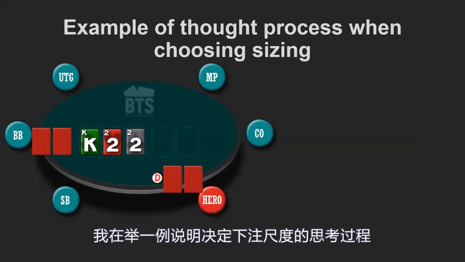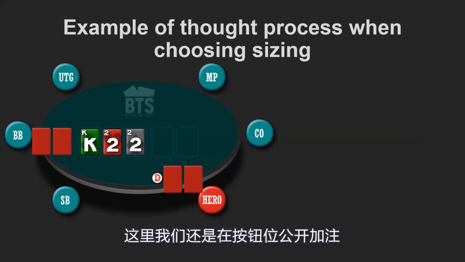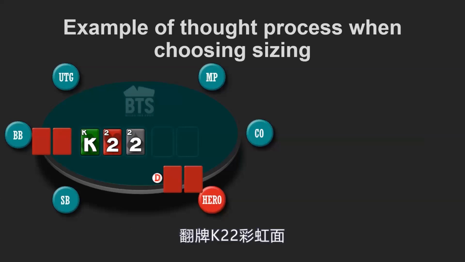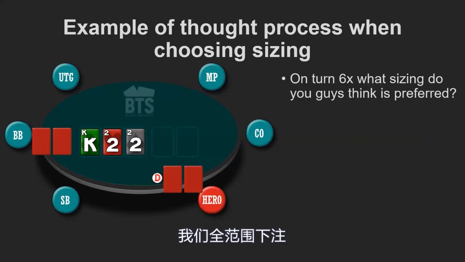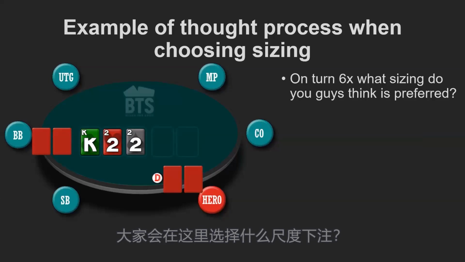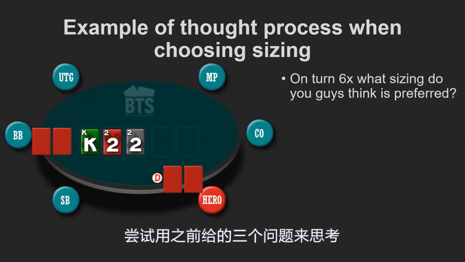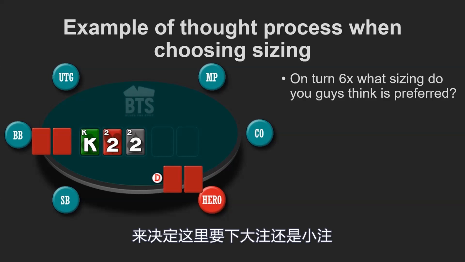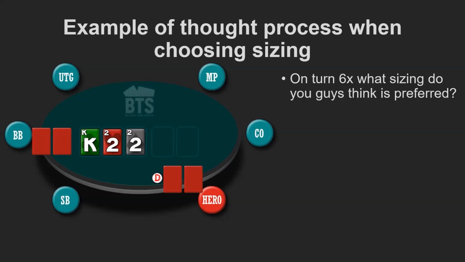Now, I want to do a quick example of thought process when choosing sizing. So what I want to be talking about is we open the button, the board is king deuce deuce, we see a bet range, and then the turn is the 6 of diamonds. Which sizing would you guys bet here? And try to think about the questions that we just talked about. So try to go through the questions in your head and then try to decide, should I be betting small or big?